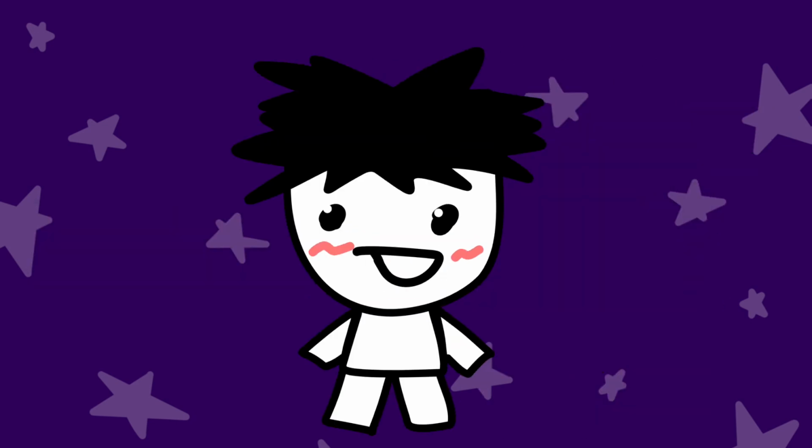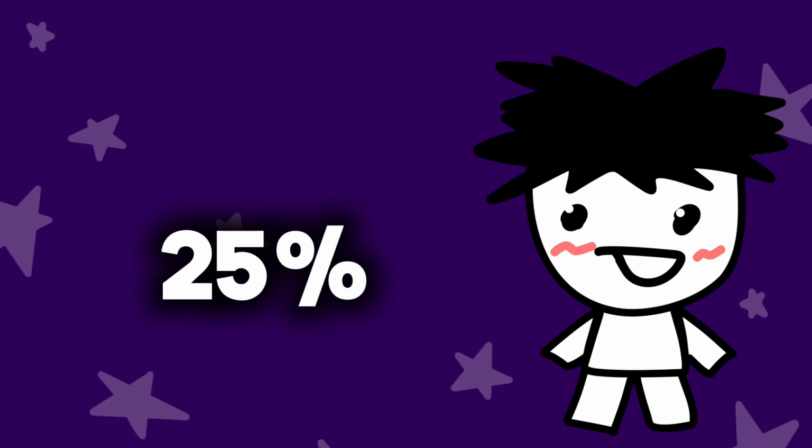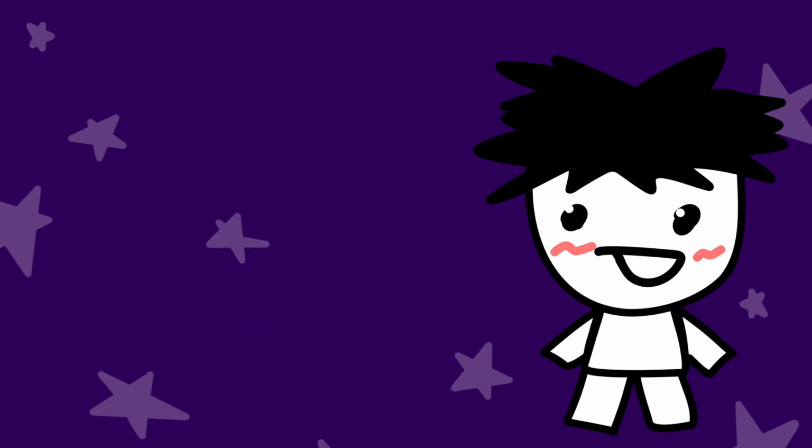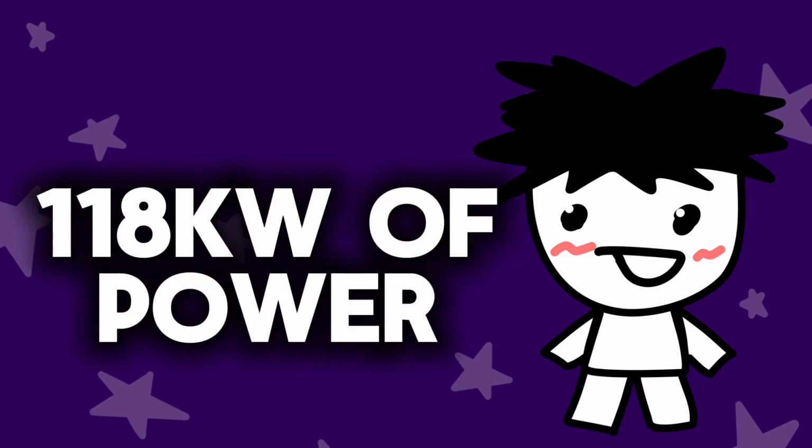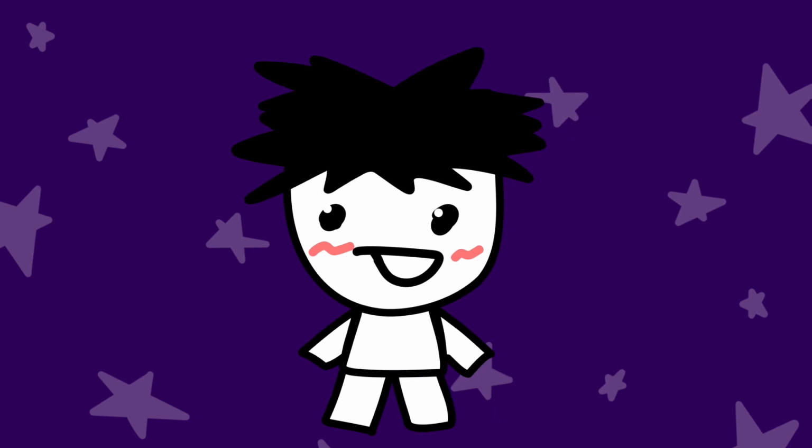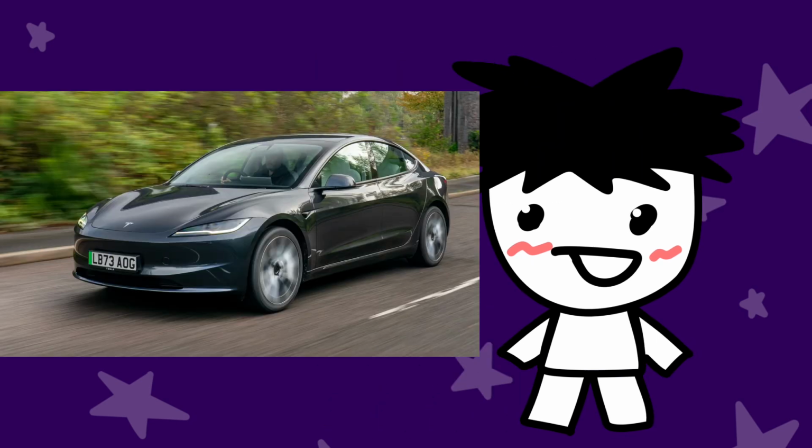For reindeers, they would have to travel at 20 meters per second and create 1,500 Newtons of upward force. Now, we need to know how much power is required to maintain the flight. If we assume the efficiency to be 25%, the reindeer would need to have an output of 118 kilowatts of power, and that's just for the reindeer to fly. This is like the peak output of a Tesla Model 3.